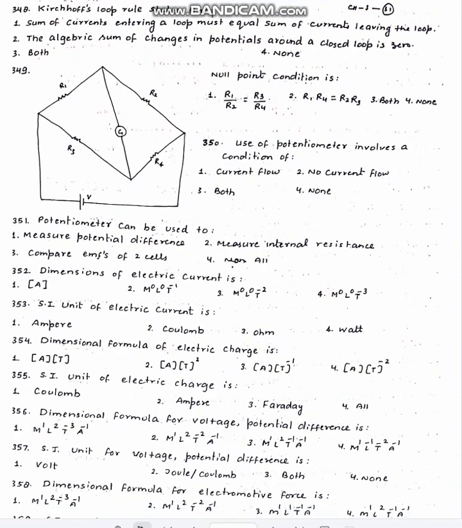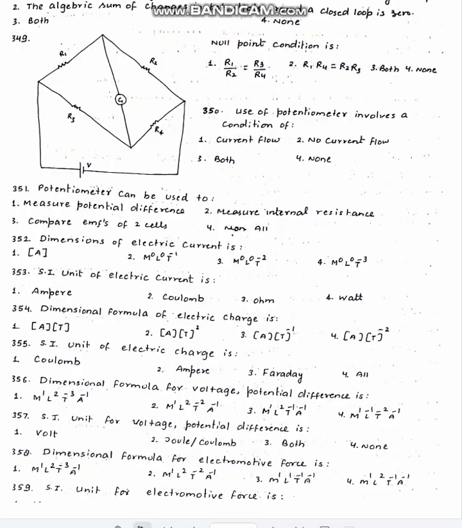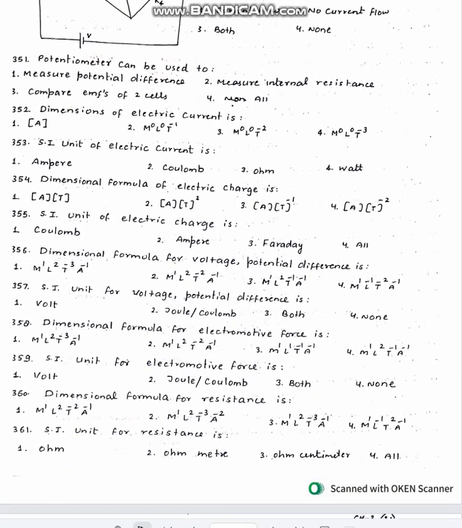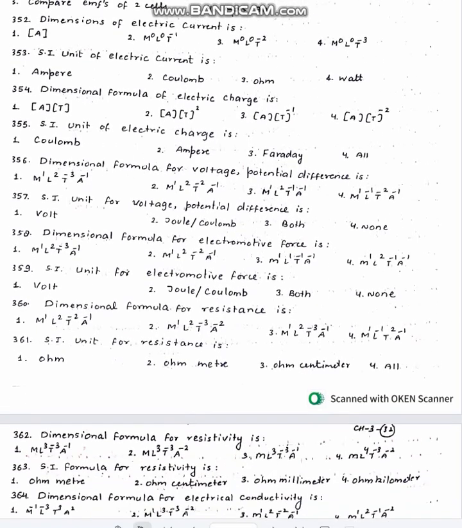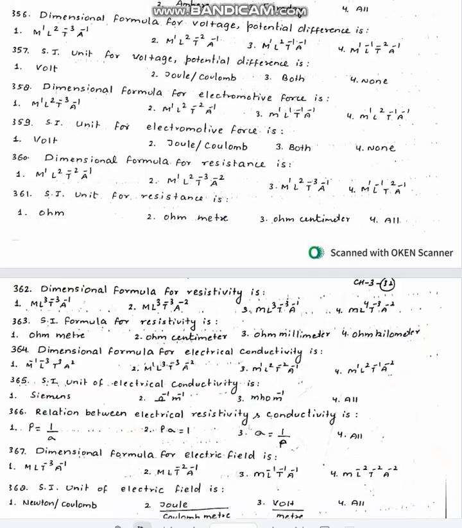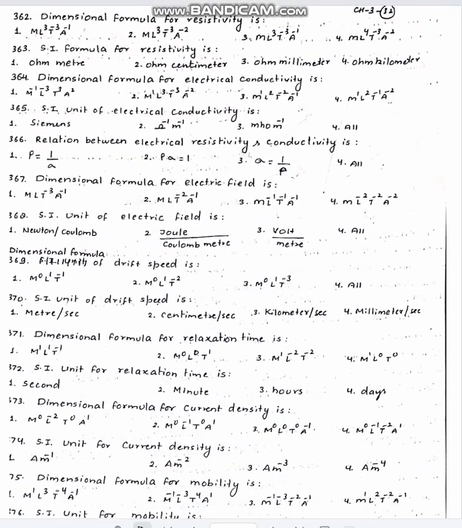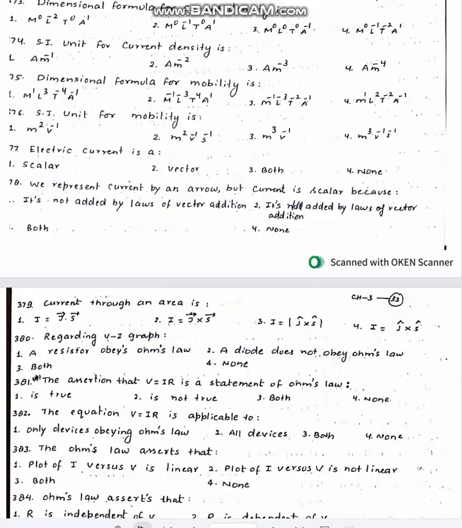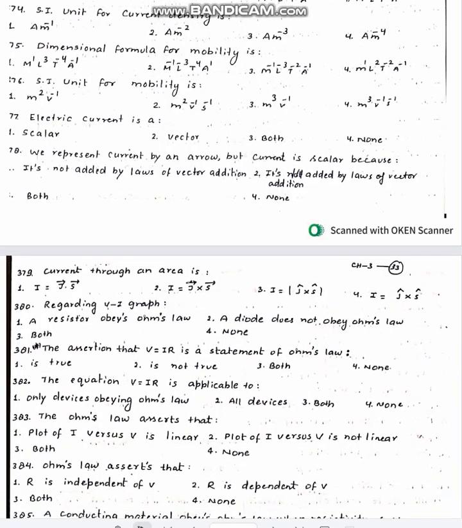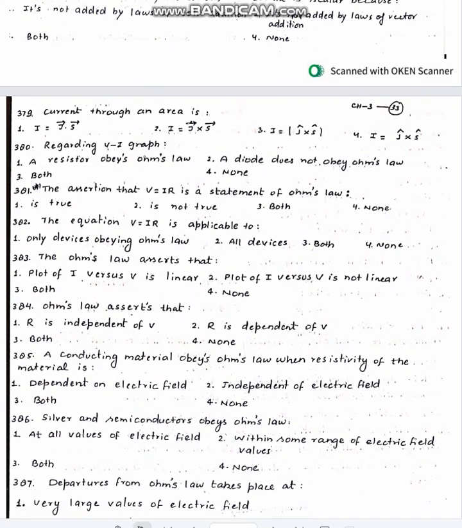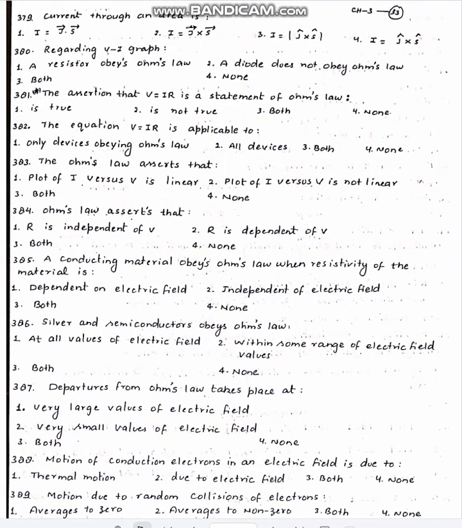And then we have questions based on dimensions, SI unit of electric field, dimension of unit of charge, electric field, voltage, potential difference, EMF, electromotive force, resistance, resistivity, SI unit, CGS unit, units, dimensions, etc. Then relation between resistivity, conductivity, dimension of electric field, then SI unit of electric field, SI unit of current density, dimension formula for mobility. Then we have current through a given area.